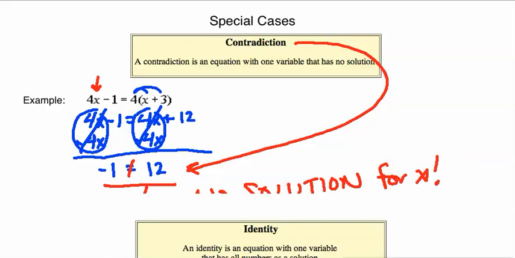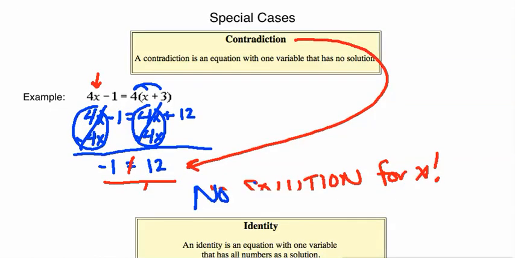If you get a number like -1 equaling a different number like 12, that's a contradiction, and it means that we have no solution for x. Sorry, that got cut off, but no solution. And these two cases, like I said, will occasionally pop up on the ACT, so it's really important that we understand this concept.